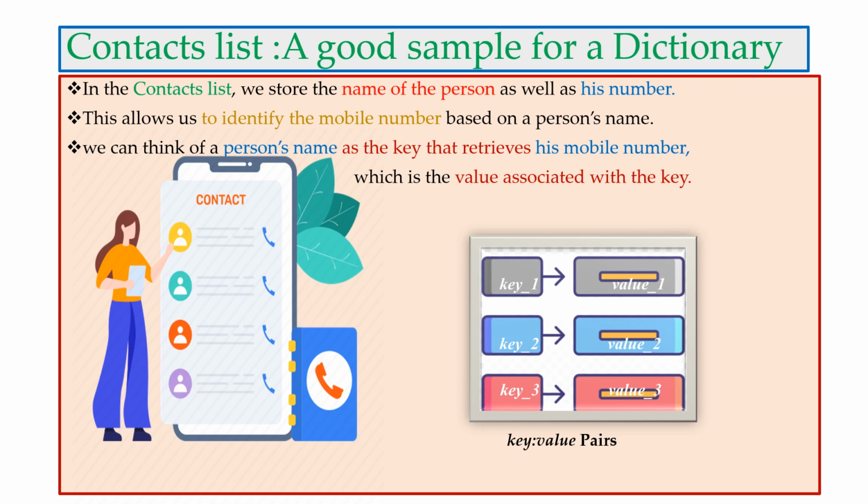The dictionary is a useful data type built into Python. In the real world, we could see our contact list in our own phone. It is practically impossible to memorize the mobile number of everyone we come across. So in the contact list, we store the name of the persons as well as their number. So this allows us to identify the mobile number based on the person's name. So we can think of a person's name as the key that retrieves their mobile number, which is the value associated with the key.